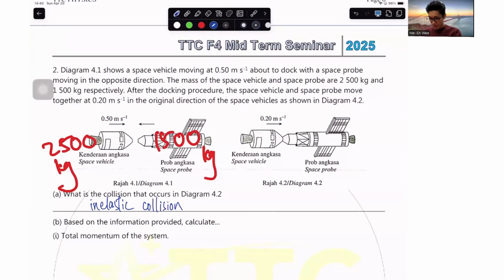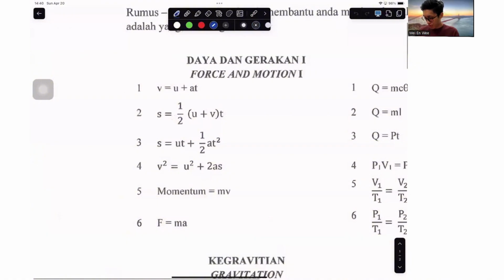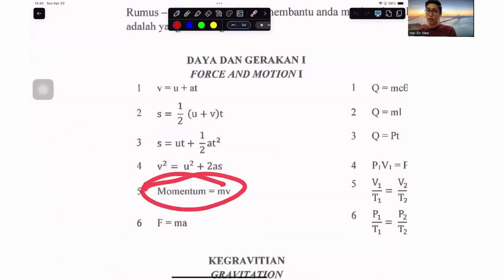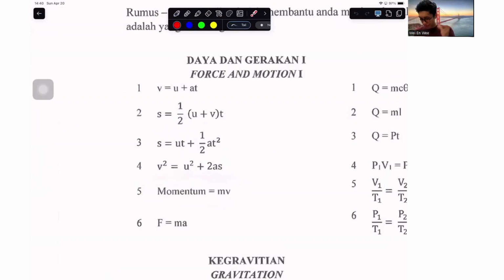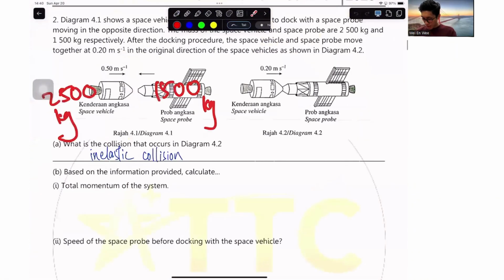Now, based on the information provided, calculate the total momentum of the system. Let me tell you something. In your formula sheet, you don't get any special formula for momentum, like M1, U1, V1, U2, M3, V3, V4, whatever. There's only one formula for momentum, which is mass times velocity. So don't expect they will give you a special formula for total momentum. You have to understand it yourself.